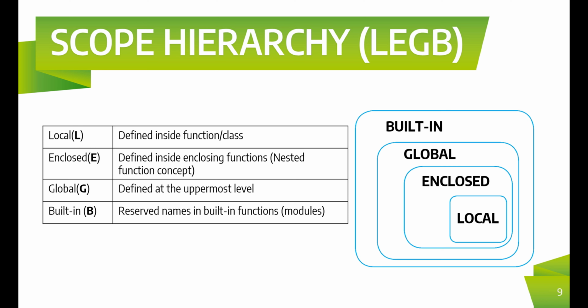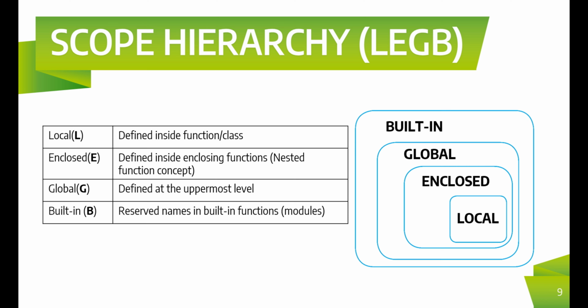You see, local L is defined inside a function or class, enclosed E is defined inside enclosed functions, the nested functions concept, global G is defined at the uppermost level. Here built-in B is reserved names in built-in functions and modules, right? That's why simply we call it LEGB.